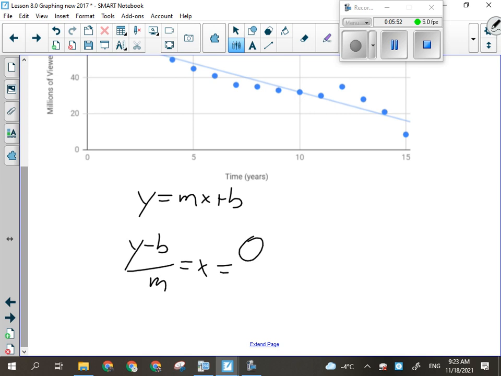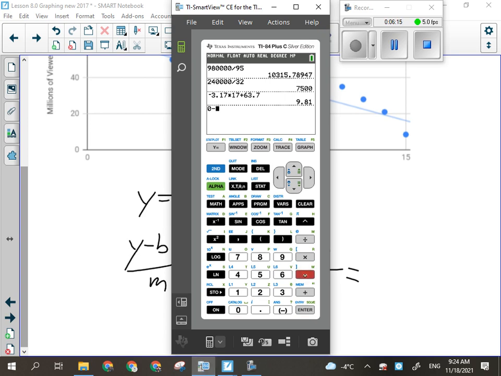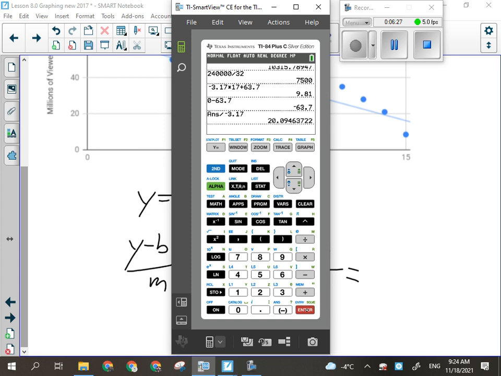We just said y will be 0, minus b, which was 63.7 million, divided by negative 3.17. And again, the negative is important here, because if I don't put the negative there, it's going to tell me that it'll be 0 back in time. Time can't be a negative number. So 0 minus 63.7 is obviously negative 63.7. Now if I divide that by negative 3.17, I get that Disney will have 0 viewers in 20.1 years.